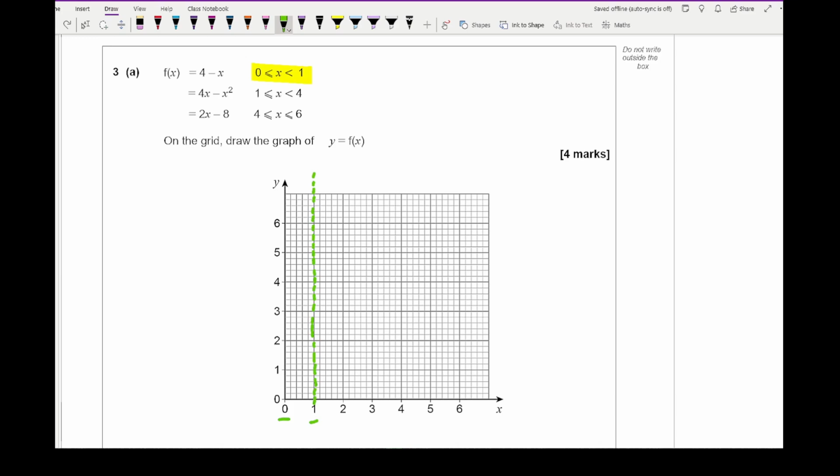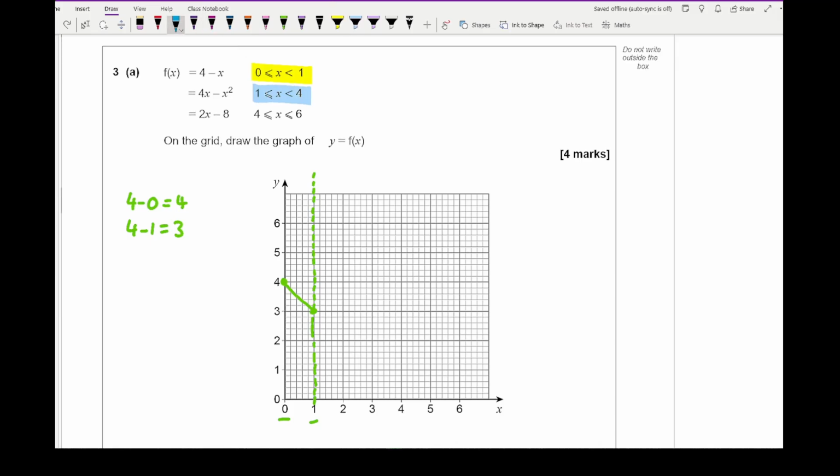If I substitute x equals 0, I'm going to end up with 4 minus 0, which is 4, so that's going to be there, and 4 minus 1, which is 3, and that's going to be there. All I need to do is, with a ruler, draw a line through those 2 points. Then for the second section, that goes from 1 to 4.